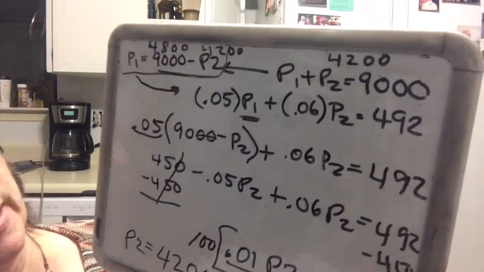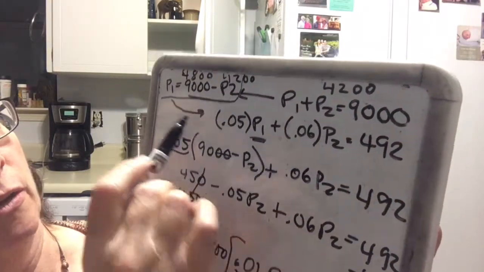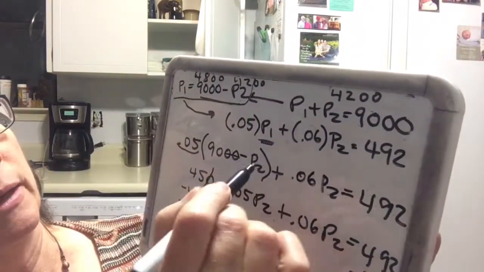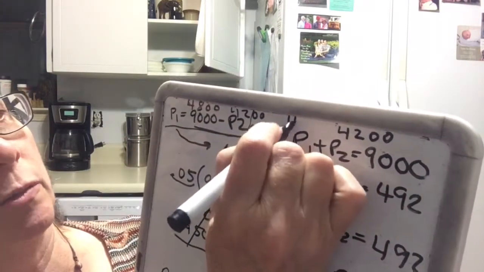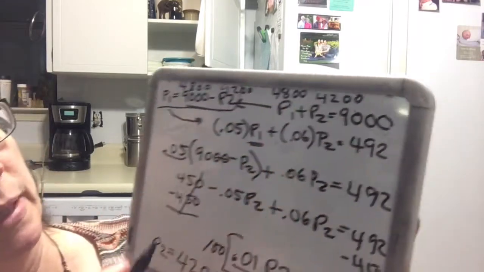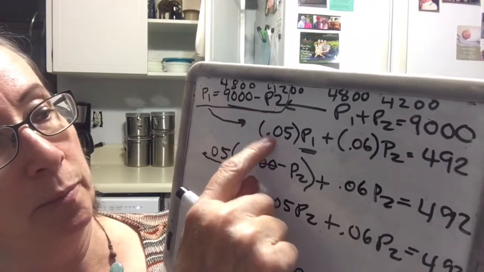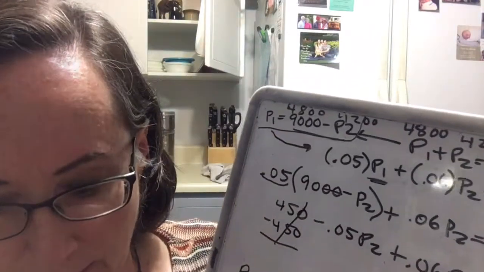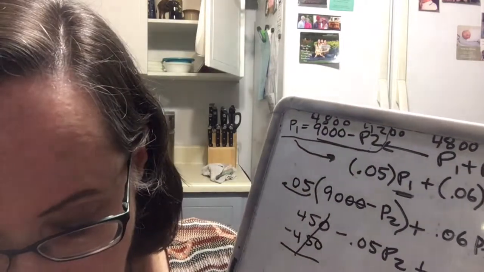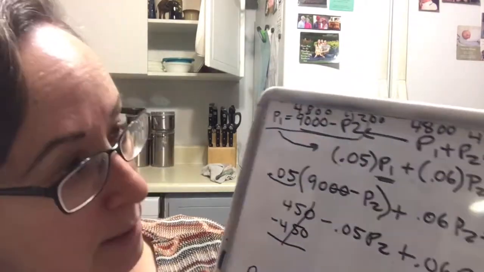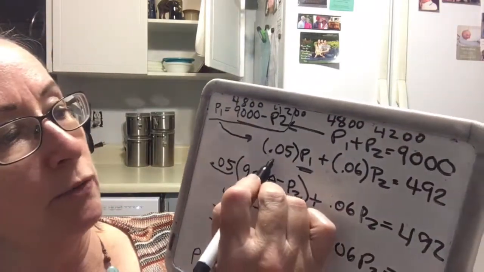Okay, and then we can check to see if this is true. Since the P1 is going to be, all right, we said this minus this was 4,800. So we'll put that right here on top of P1. If we take 4,800 and multiply it by 0.05, let's do that real quickly. 4,800 times 0.05, I get $240 from this one.